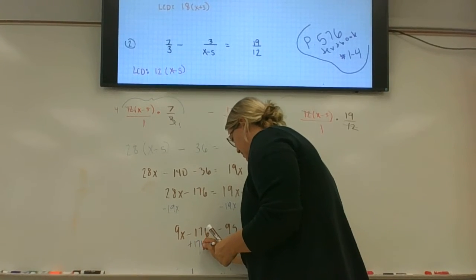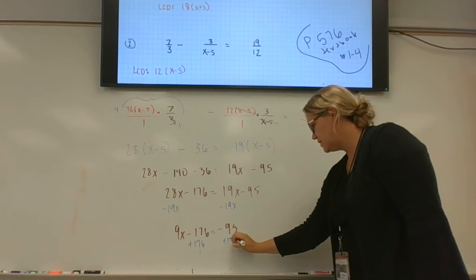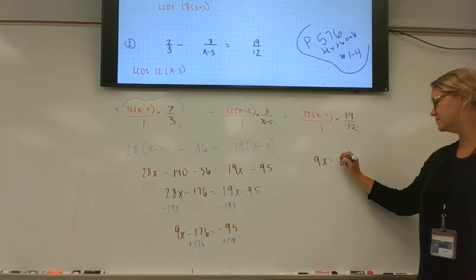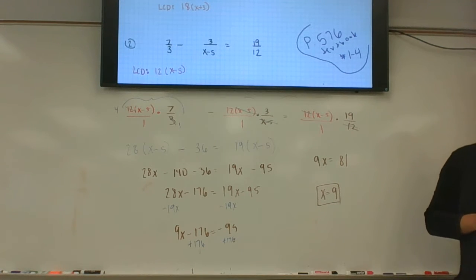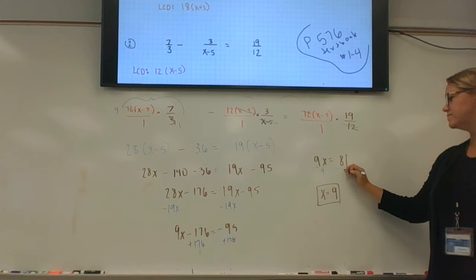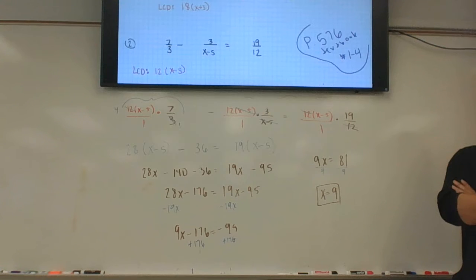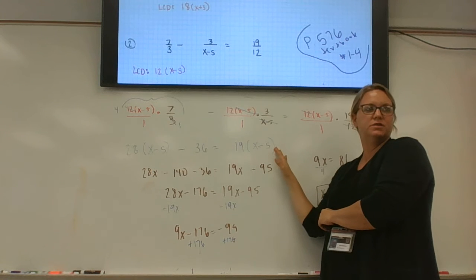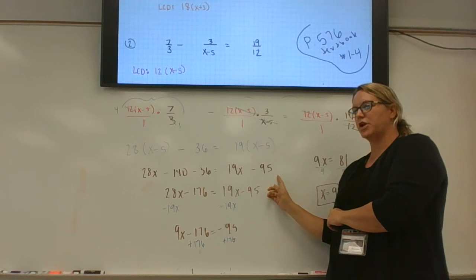You finished, Paige? Yep. What's negative 95 plus 176? No, either. Not either. So did you do it like that? You subtracted 28 groups? You got negative 9 of them? And plus 45? Negative 9x plus 45?